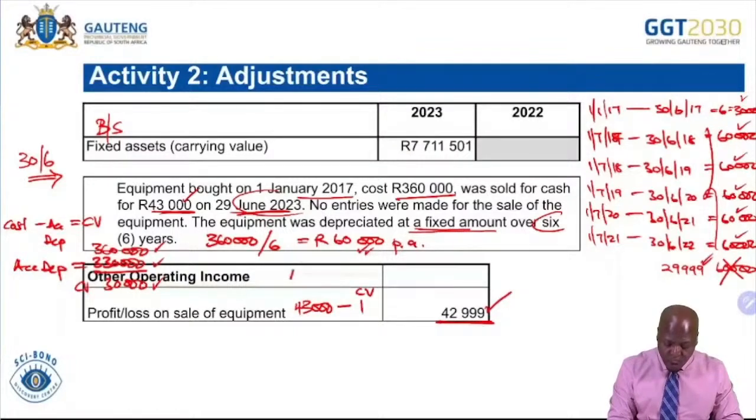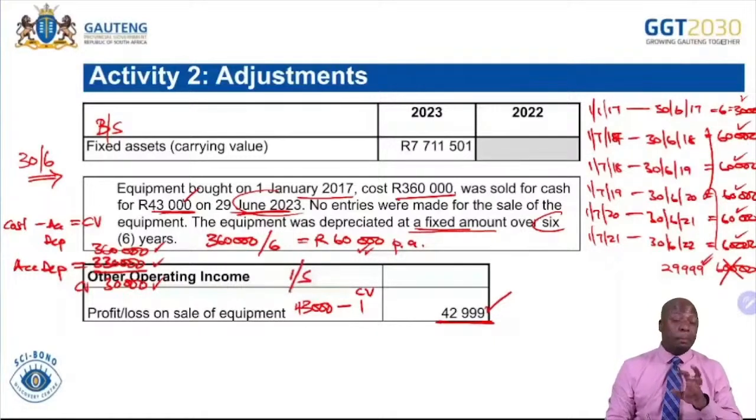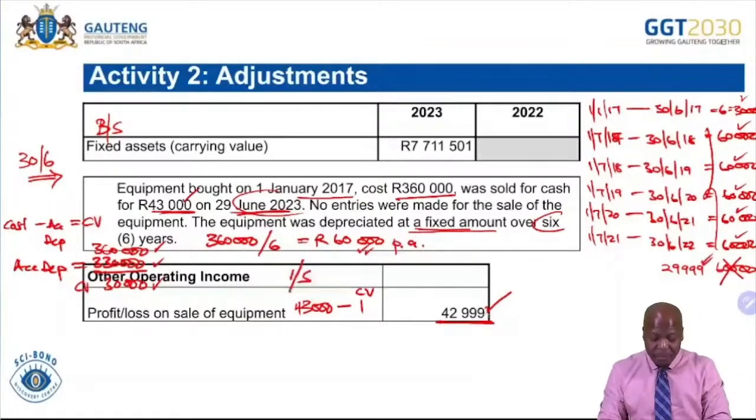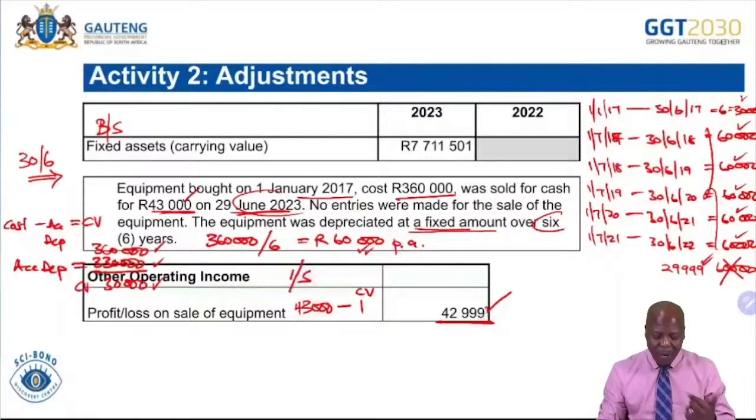This is what would have gone into your income statement if you were preparing an income statement. Remember, according to this question, they were doing the calculation of correct net profit. I'm not doing that as of now. I'm just showing you what you would have done if you were doing the income statement. You would have shown it as profit on sale of an asset, 42,999. Because we have received 43,000, yet the carrying value of the asset was 1 rand. So we made a profit of 42,999.